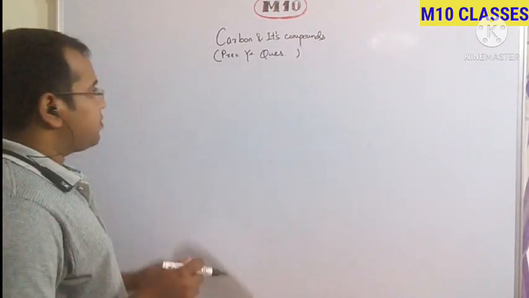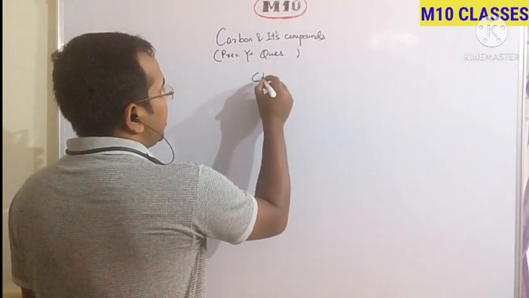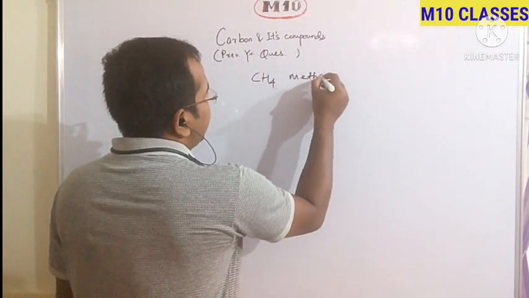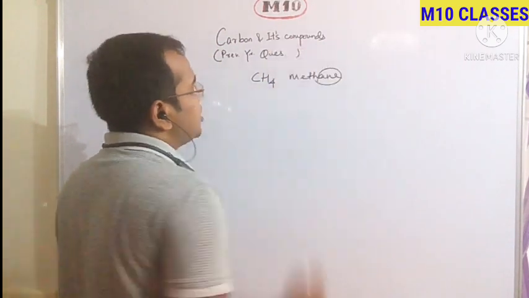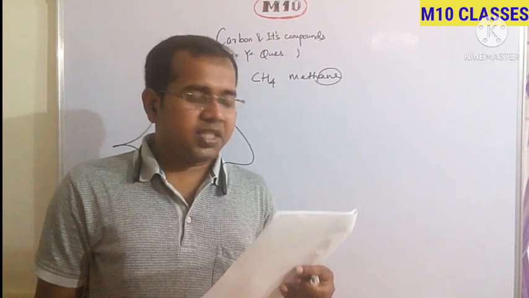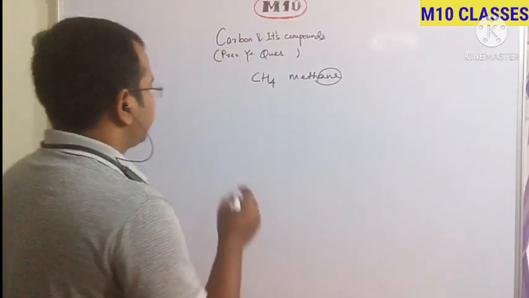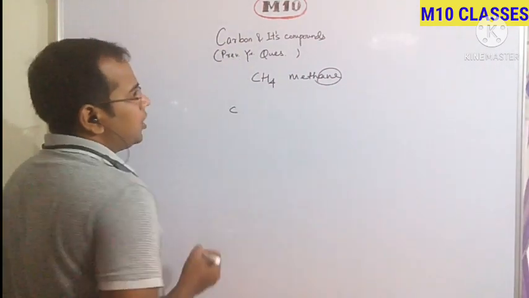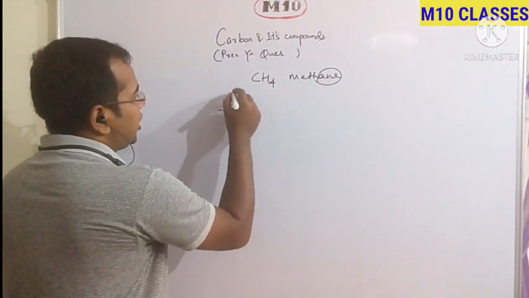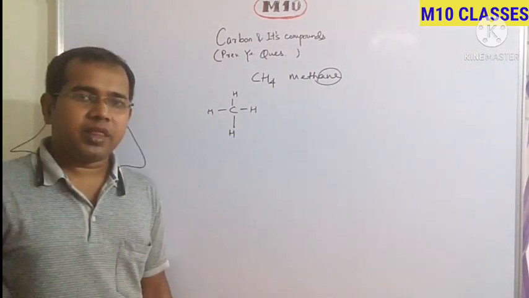First of all, what is methane? Methane is a carbon compound made up of only one carbon and the formula is CH4. As the name is methane, this is an alkane, a saturated compound. Draw its electron dot structure. Before drawing electron dot structure, you find the structure of this methane. Methane has one carbon and it has 4 single bonds. You can place hydrogen. So this is CH4, that is your methane.